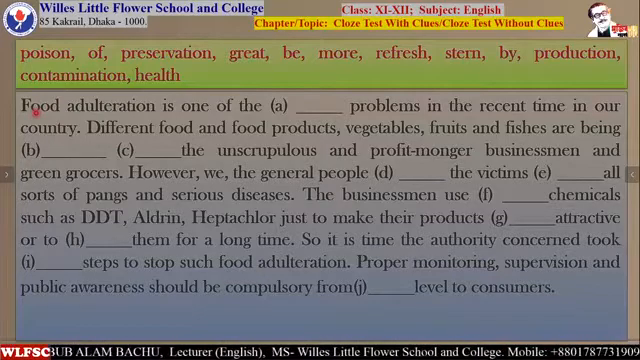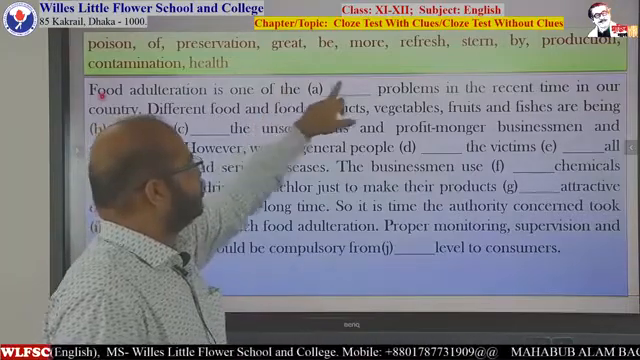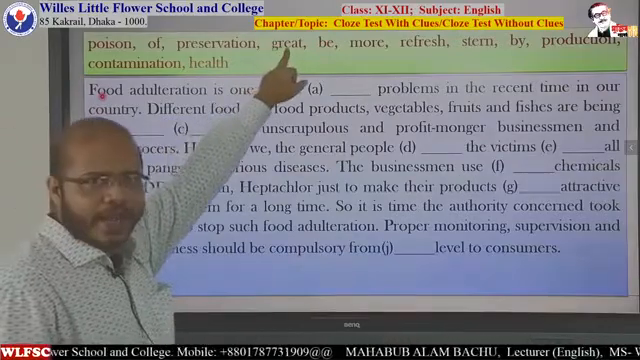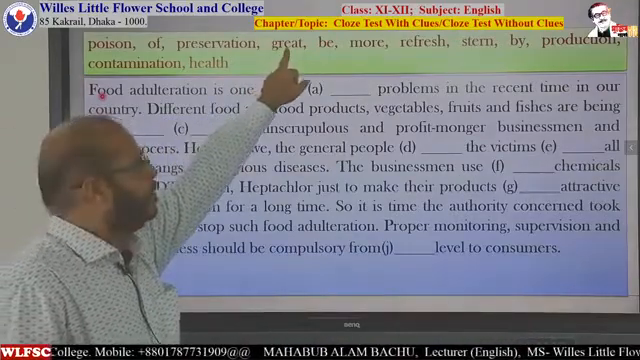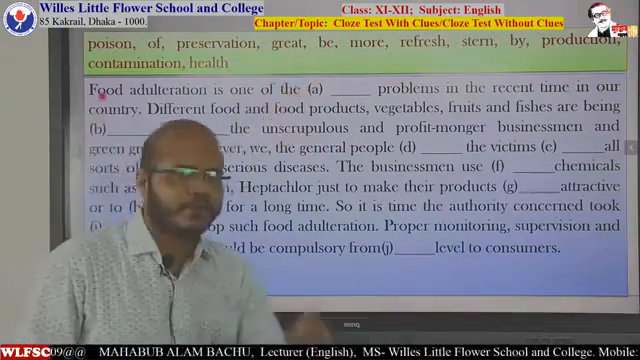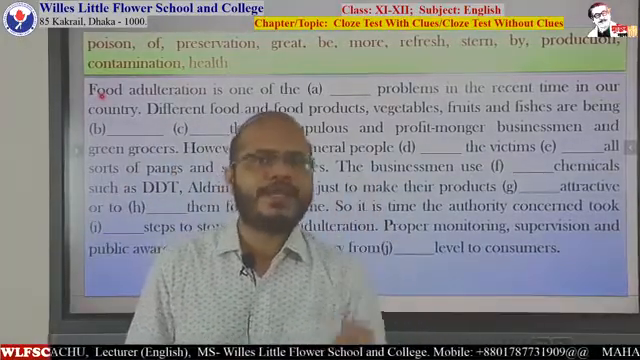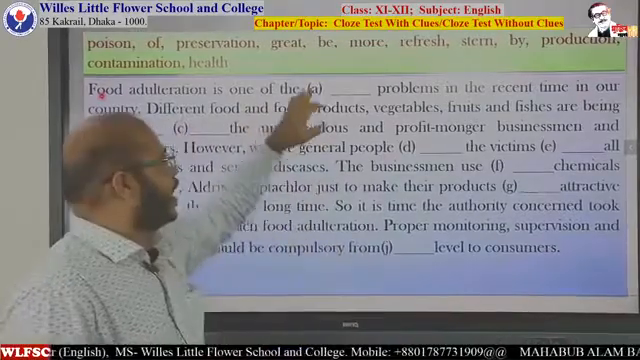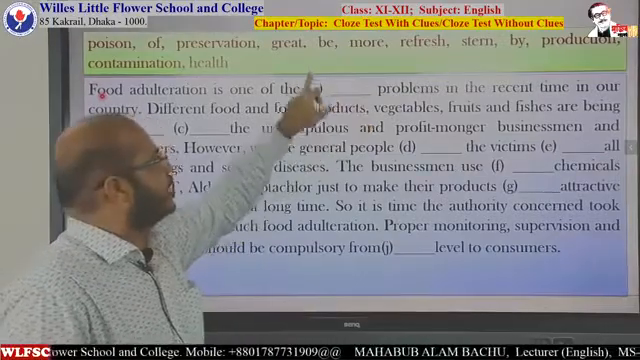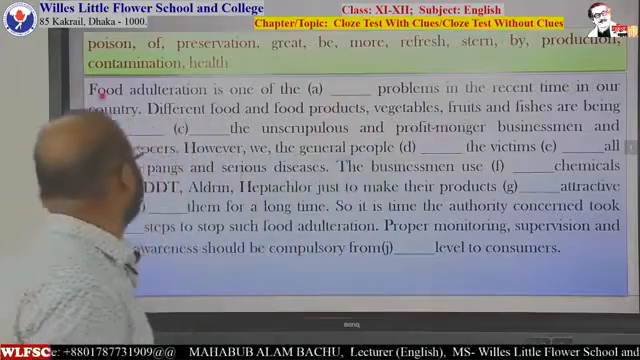So you see, after the article you have to put the word here. You can choose great. You have to change the word great. After the great is an adjective, so you have to make the superlative form. You know that after an article you have to put the superlative form of the adjective. So great, greatest. You have to write greatest problems in the recent time in our country.